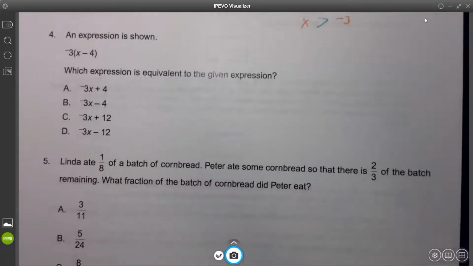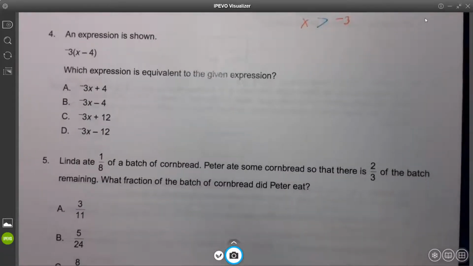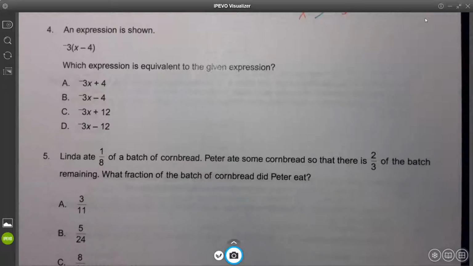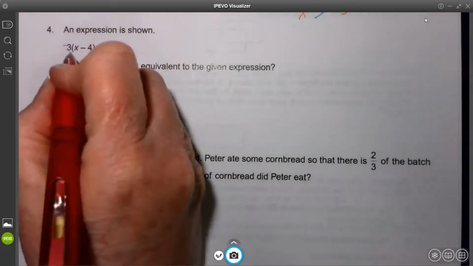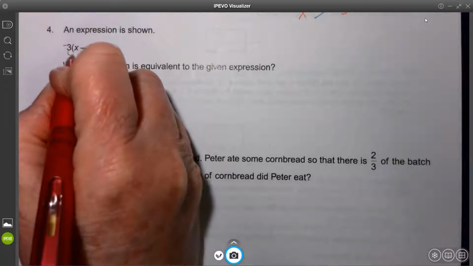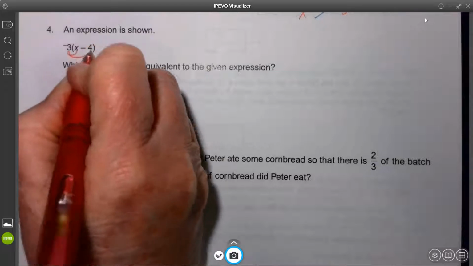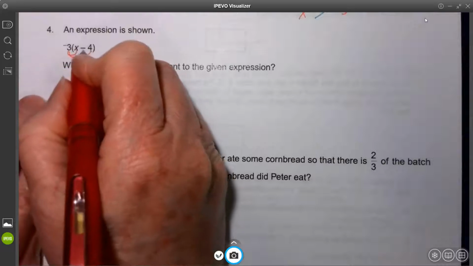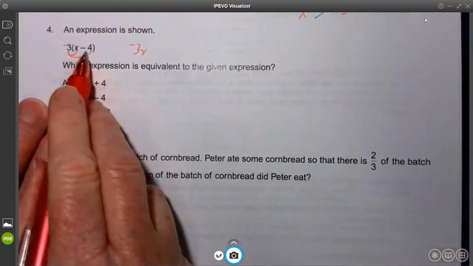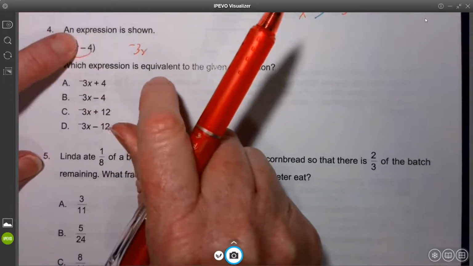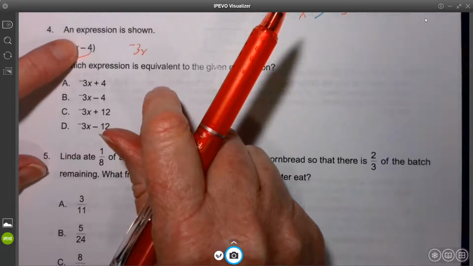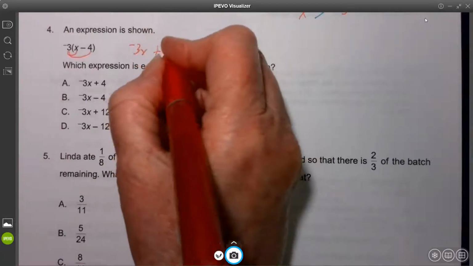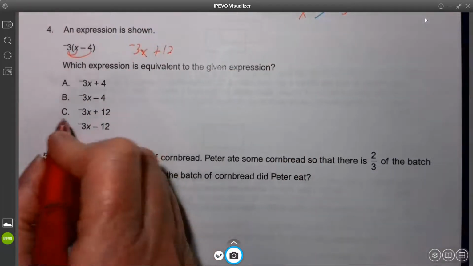Number 4. Write an expression is shown. Which expression is equivalent to the given expression? Now, we have talked about this briefly, and you've probably done an IXL on this. Remember, I'm going to use distributive properties. So I'm going to take -3 times X and -3 times 4. So -3 times X, -3 times a -4. This is seen as a negative, okay? Remember, your brain has to be able to see that's a minus, but it's also a -4. So that's plus 12. Find the one that matches.